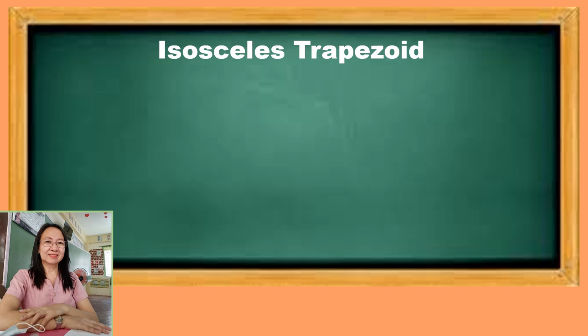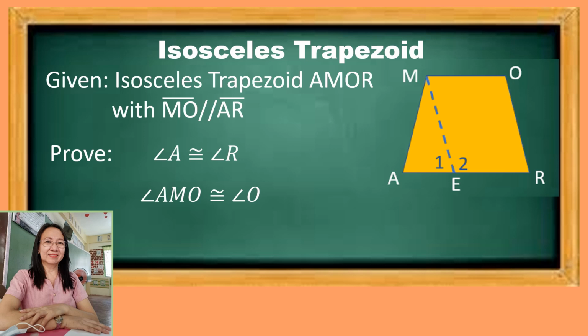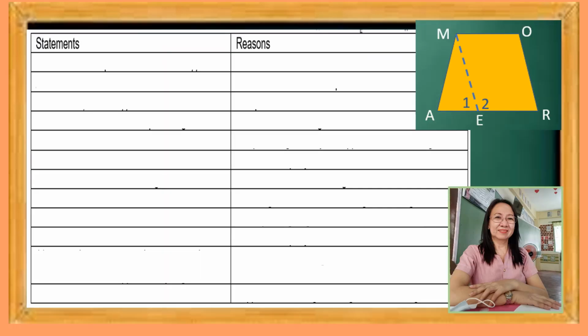Let us prove this idea about the isosceles trapezoid. Using the figure, the given is isosceles trapezoid AMOR with MO parallel to AR. We have to prove that angle A is congruent to angle R and angle AMO is congruent to angle O. Let us have the columns for the statements and the reasons. It is stated that the isosceles trapezoid AMOR with MO parallel to AR, which are the parallel sides of the trapezoid, and this is our given.